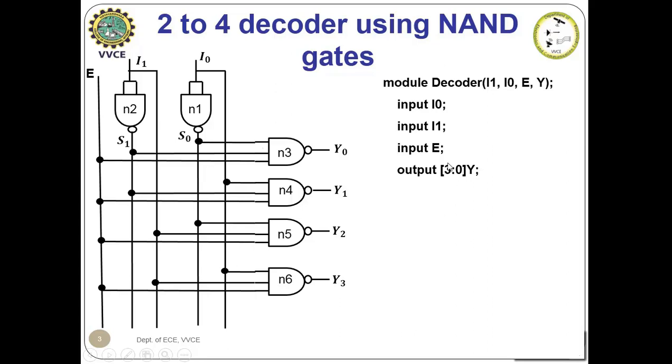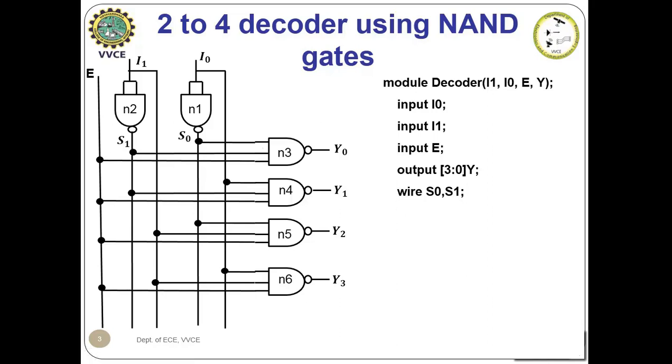I need to use the output keyword, square brackets, 3:0 and Y. Next, I'll be considering wire S0 and S1, these nodes, that is the complement of I0 and I1, to indicate complement of I0 and I1.